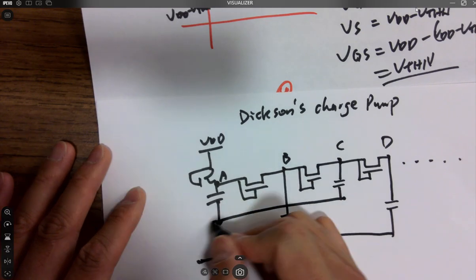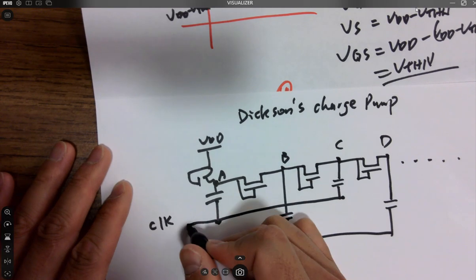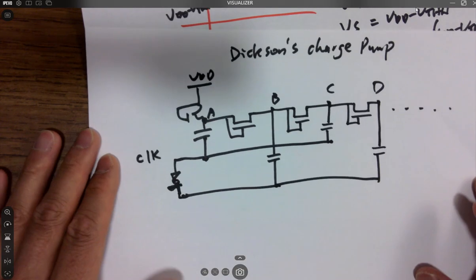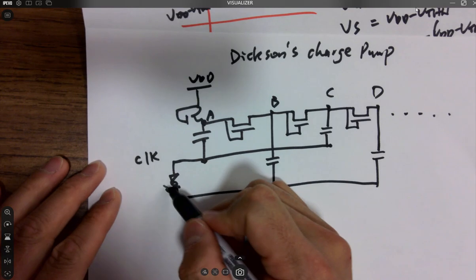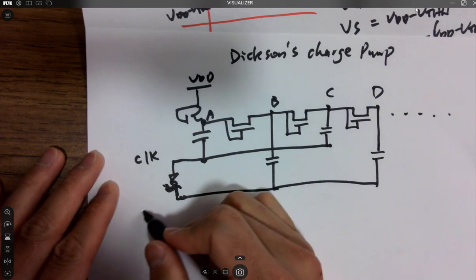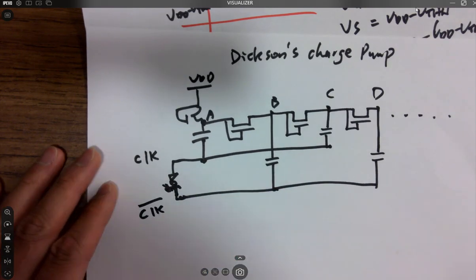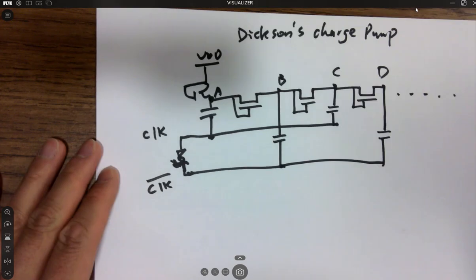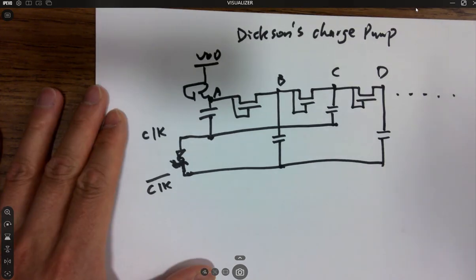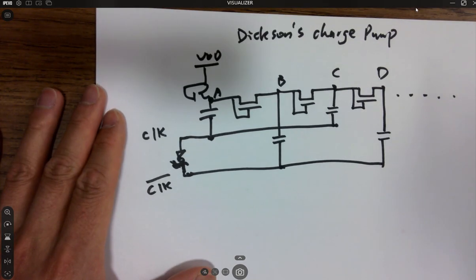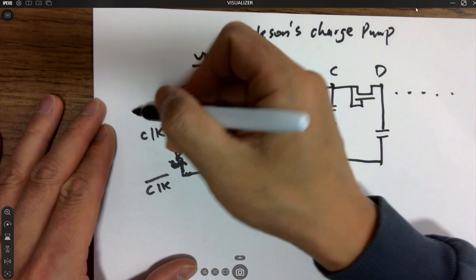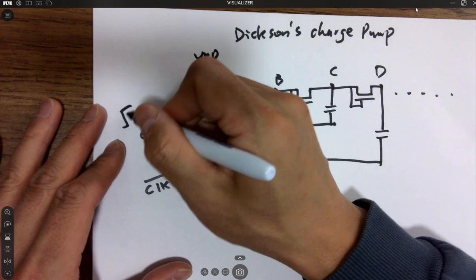So here's a clock, and we just simply invert it. Just invert it. That's clock bar. And let's see how this works. So here's a clock. Clock is just a 0 to VDD, right? 0 to VDD.